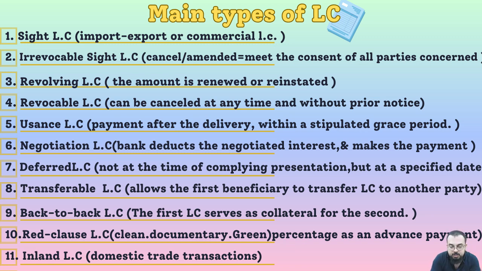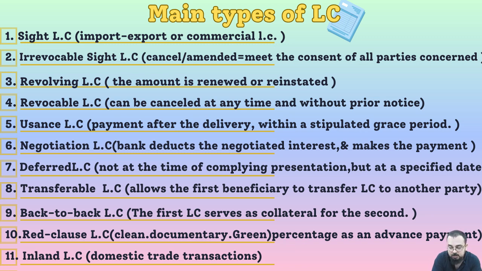A negotiation credit, or LC by negotiation. Sometimes the seller or beneficiary needs his money and can't wait for the issuing bank settlement. At this time, he asks another bank to accept his LC documents. And the next type is deferred LC. That is the same as usance LC. Usance and deferred letters of credit don't have any significant difference. Both are methods of paying at some future date.